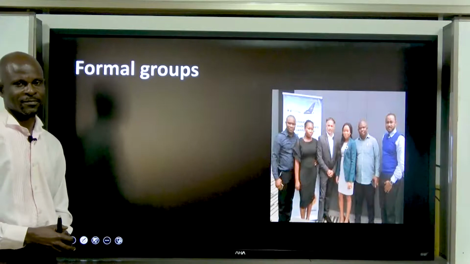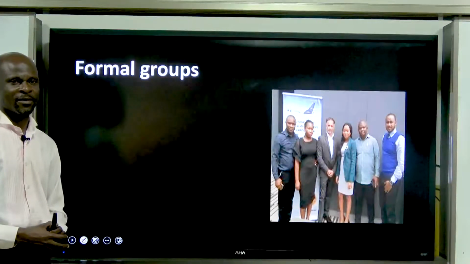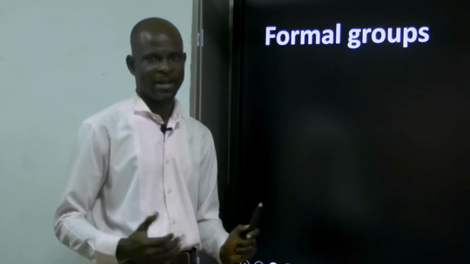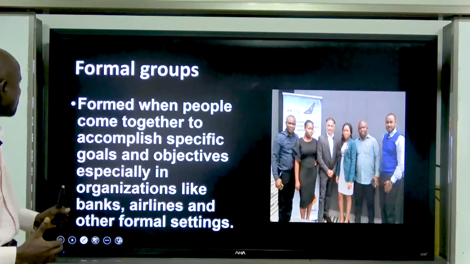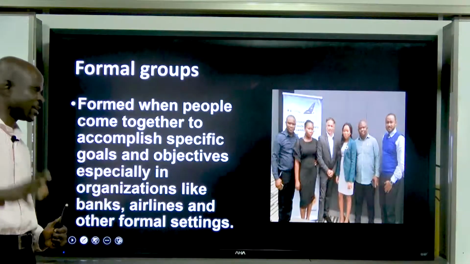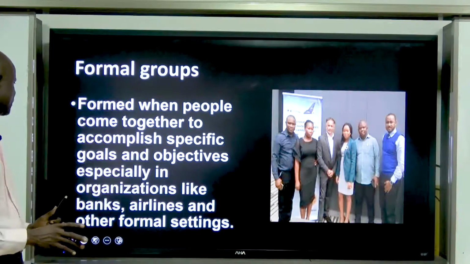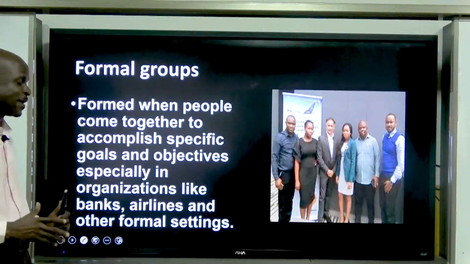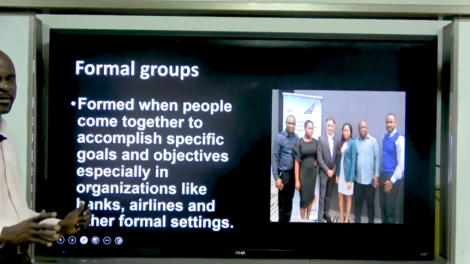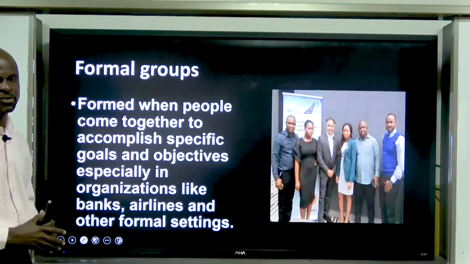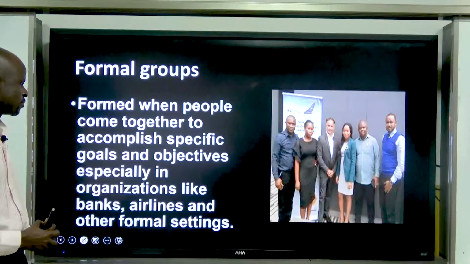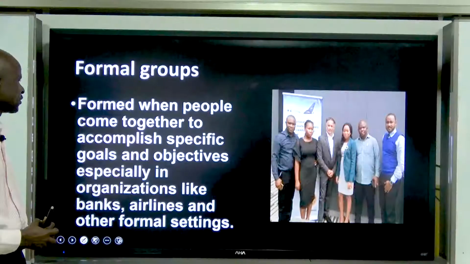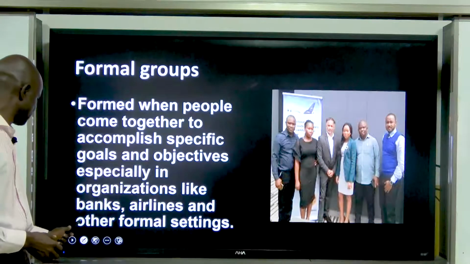We have formal groups. What is formal? Official. Formal, official. So what comes to your mind now is official group. It is formed when people come together to accomplish special goals and objectives, especially in organizations like banks, airlines, and other formal settings. You can think of institutions, you can think of companies in these formal groups. These are examples of formal groups.